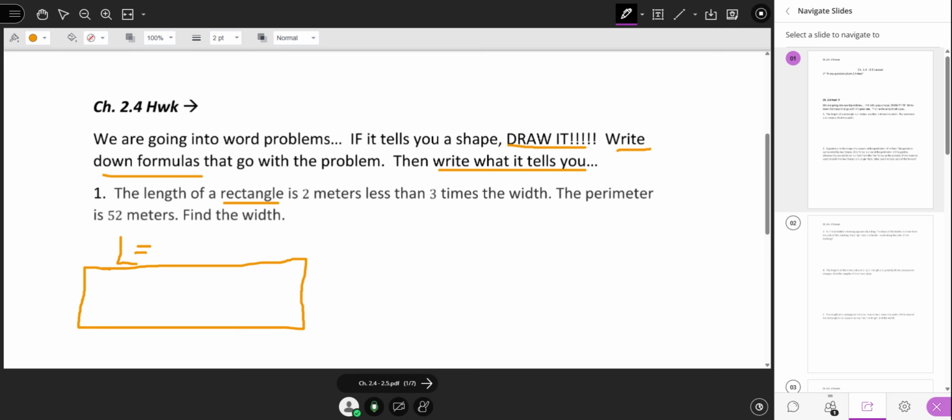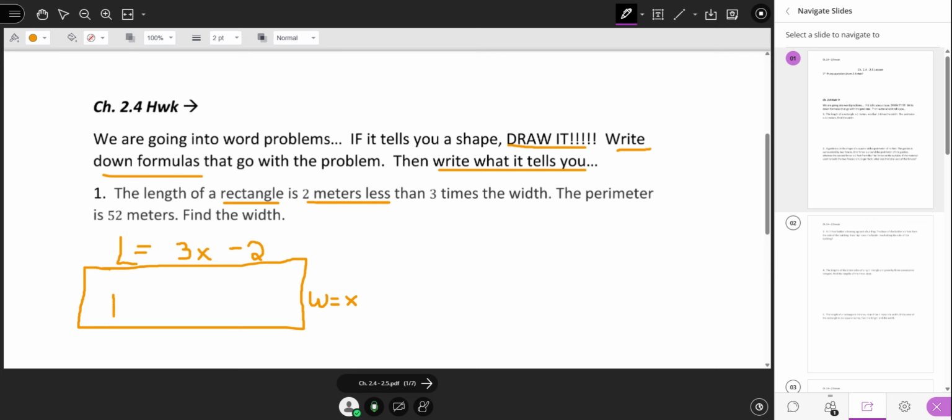Now, 2 meters smaller. Smaller means minus, so minus 2. And it usually goes after 3 times the width. So 3 times the width. Well, it's using the width to describe it. So we're going to always call the width x. Perimeter is the distance around.